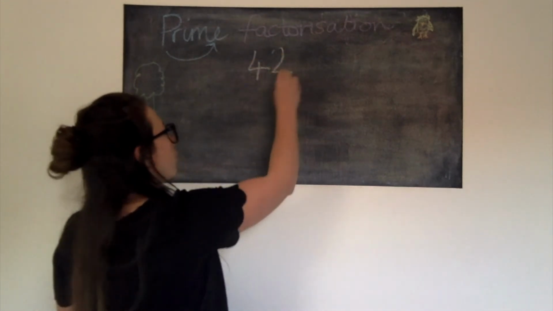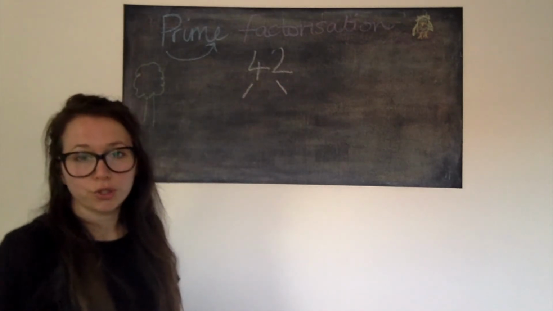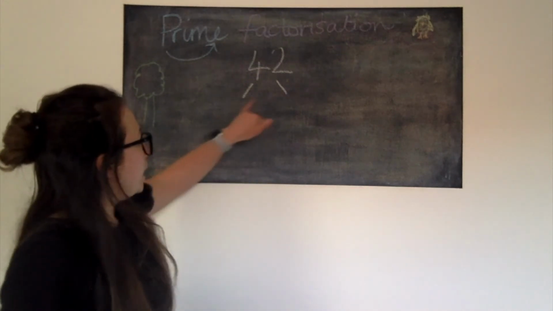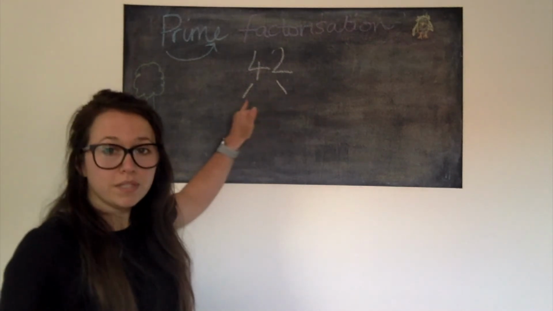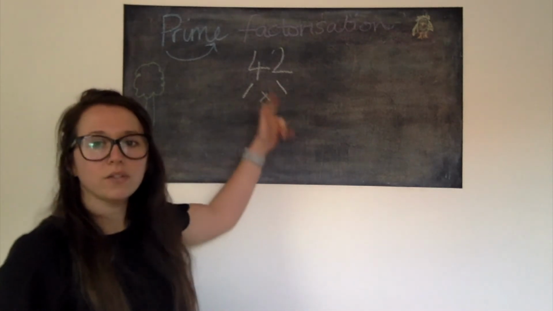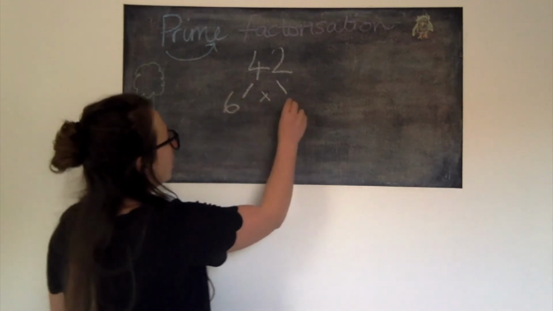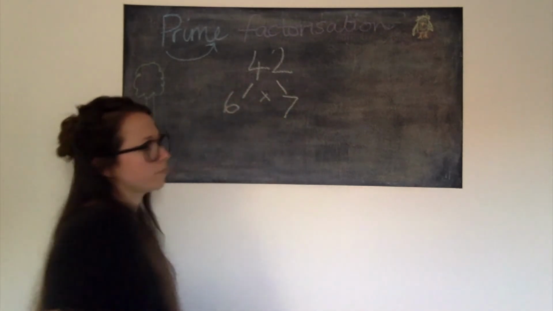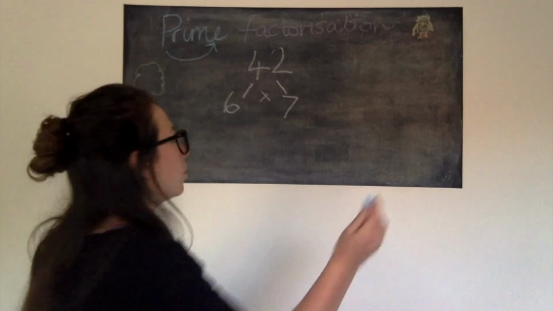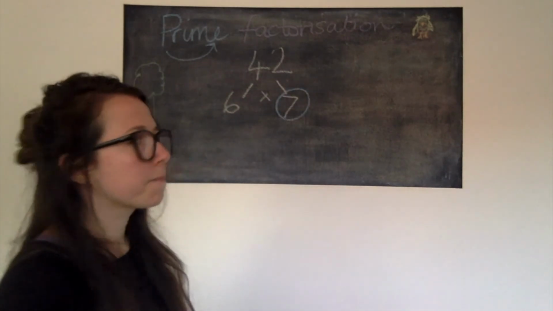So if we start with 42 and draw a factor tree, okay, so this is just called prime factorization. So I need 2 numbers that times together, remember that's important, it's not add, 2 numbers that times together in order to get 42. So the first ones that jump into my head is 6 and 7. Now I'm going to circle 7, hopefully you'll be able to tell me why. It's a prime number, okay?